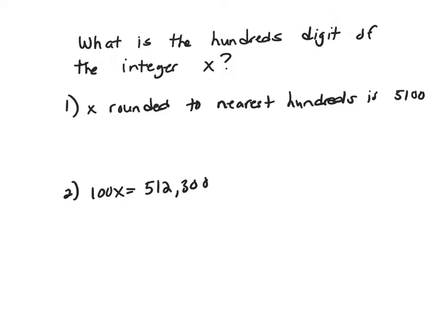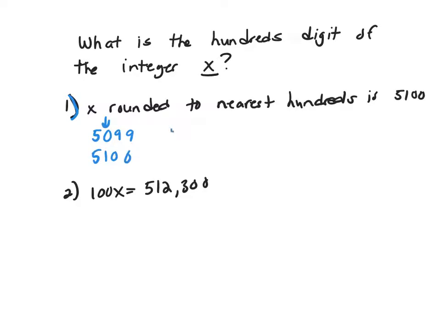We're trying to figure out what is the hundreds digit of the integer x. So look at clue 1. X rounded to the nearest hundred is 5100. Okay, so let's take the number 5099. That has a 0 in the hundreds digit, but when you round that to the nearest hundred, that's going to give you 5100.